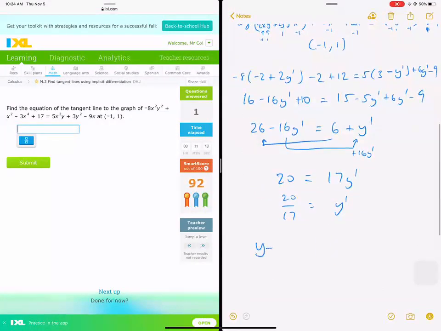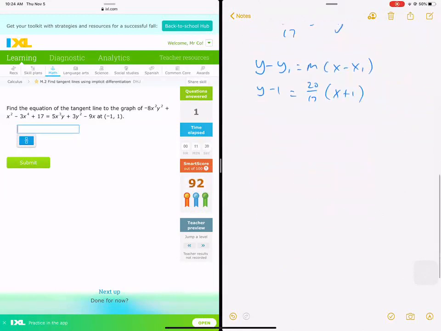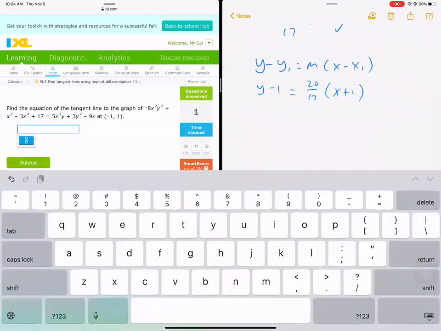So y minus y1 equals m, x minus x1. y minus 1 is equal to 20 over 17, x plus 1. Oh my goodness. Risking life and limb here. Y minus 1. If you guys caught a mistake, please tell me. Because if not, I'm just screwing myself.